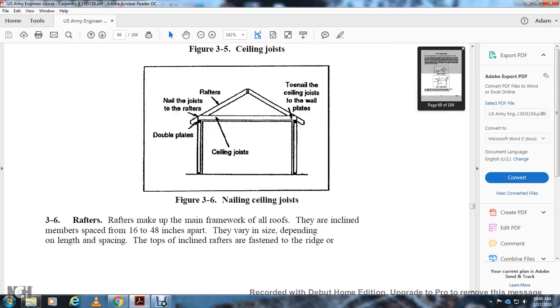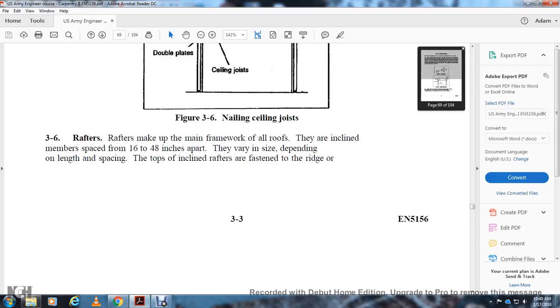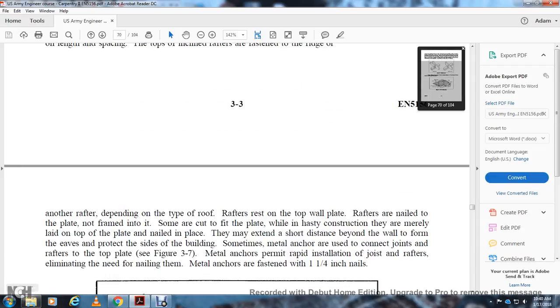Rafters. Rafters make up the main framework of all roofs. They are members spaced 16 to 40 inches apart, and they vary in size depending on the length and the spacing. At the top of the incline, the rafters are fastened to the ridge or to another rafter, depending on the type of roof. The rafter rests on the top wall plate.